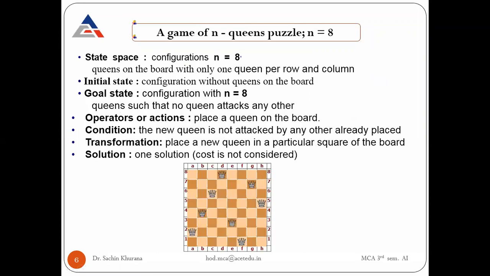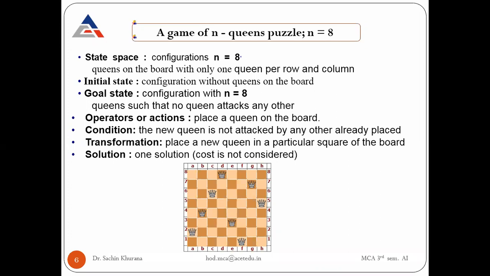So keeping in mind that presently we'll be concentrating only on the 8 queen problem. For the n queen puzzle where n is equal to 8, when we have to solve it through a computer, we have different terms over here. First term is state space. State space means the present state of queens on a chessboard. So a configuration is queens on the board with only one queen per row and column. This is the state space for this particular chessboard.